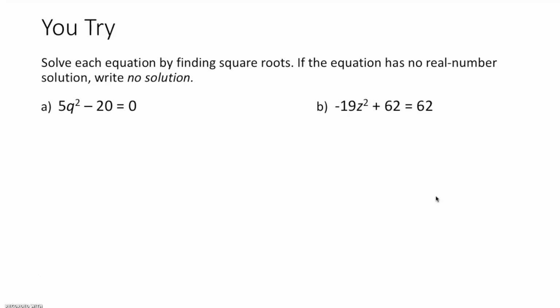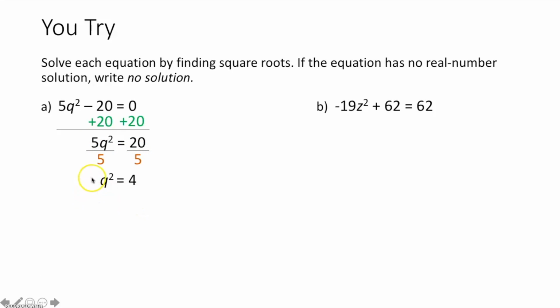You try. Okay, again, we're solving for q, so we need to get q squared by itself. So let's add 20 to both sides. We then get 5q squared is equal to 20, so I got to get q squared by itself. I divide both sides by 5. These 5s are going to cancel each other out. Over here, 20 divided by 5 is going to be 4.